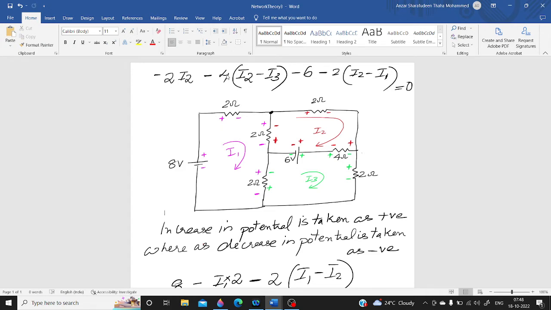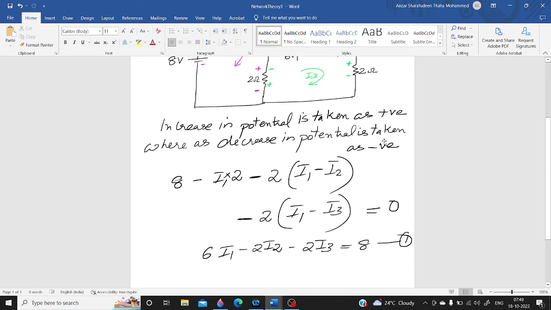So if we rearrange this equation, what we will be getting is minus 2I1 plus 8I2 minus 4I3 is equal to minus 6. So this is equation number 2. So we have solved for the second mesh.